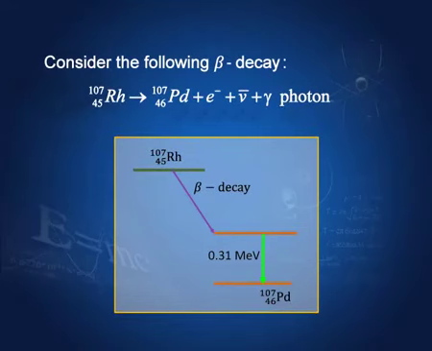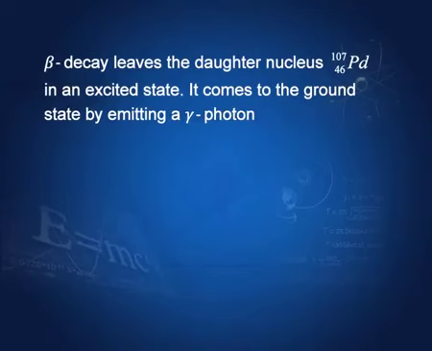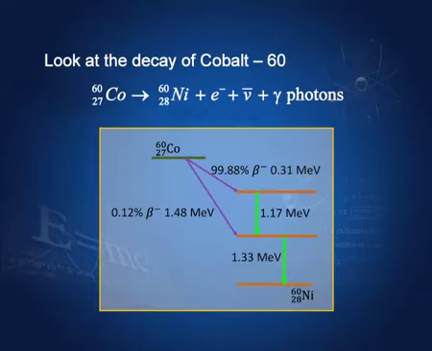Here we have the example of rhodium 107. This emits a beta particle; beta decay it is called. It emits an electron and leaves the daughter nucleus in an excited state. The daughter nucleus is Pd, and the emission of this particle leaves it in the excited state, and then it goes down to the ground state by emitting a gamma ray of energy 0.31 MeV. Beta decay leaves the daughter nucleus in an excited state, and it comes down to the ground state by emitting a gamma photon.